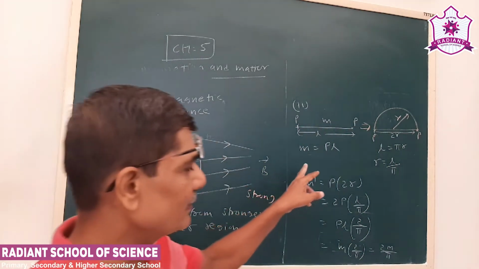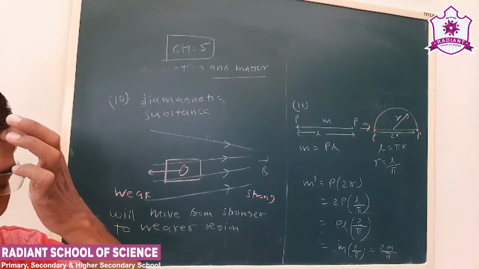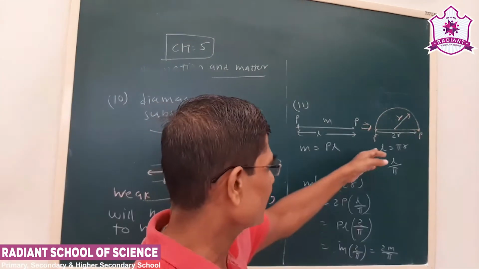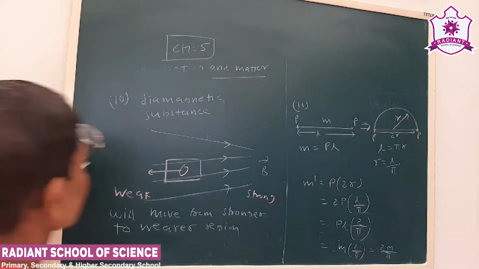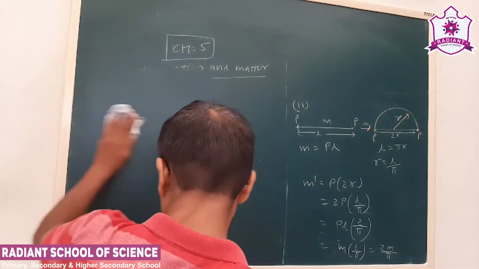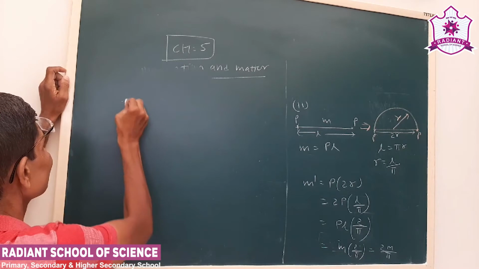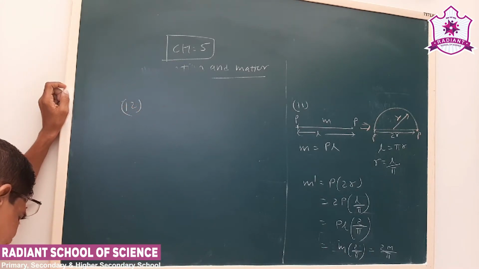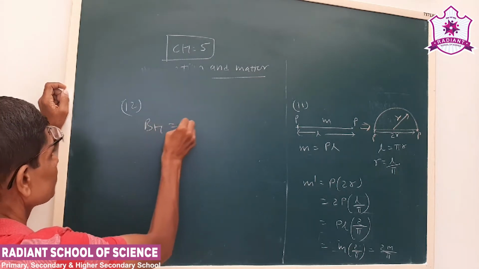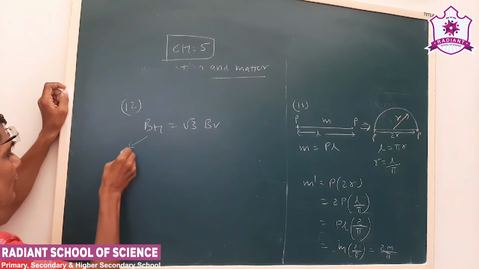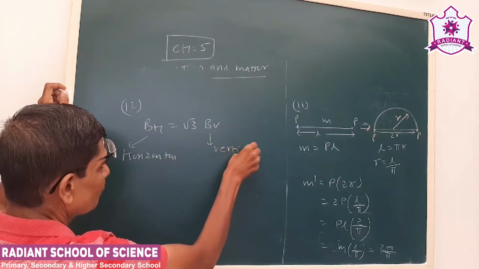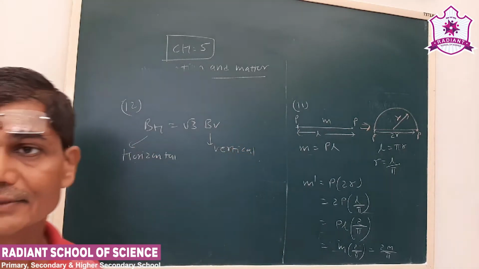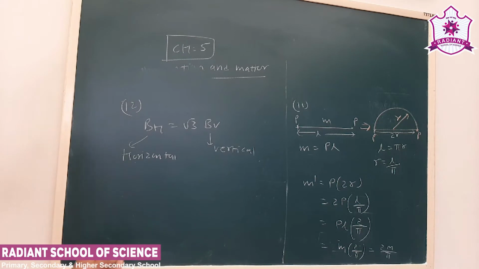See, the new dipole moment when this wire is bent in the form of a semicircle will be 2M upon pi. Okay, see next MCQ, that is MCQ number 12. What will be the angle of dip at a place where the horizontal component is root 3 times the vertical component? Now BH is the horizontal component, BV is the vertical component. Now we are given that BH is root 3 times BV. What is the angle of dip?